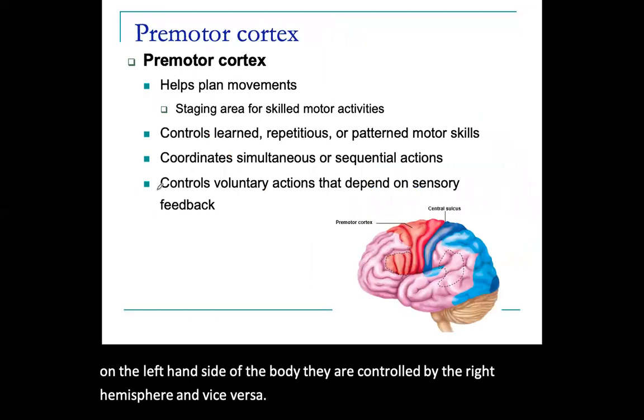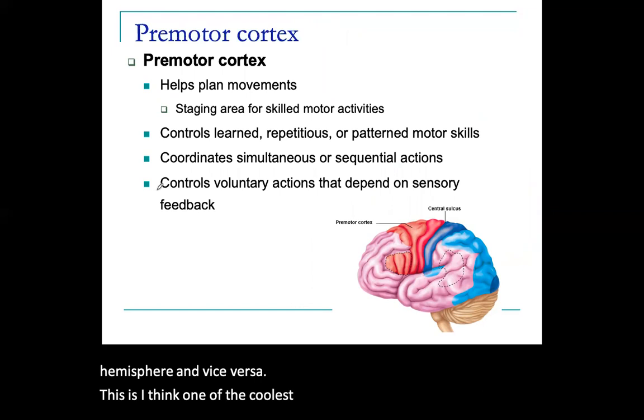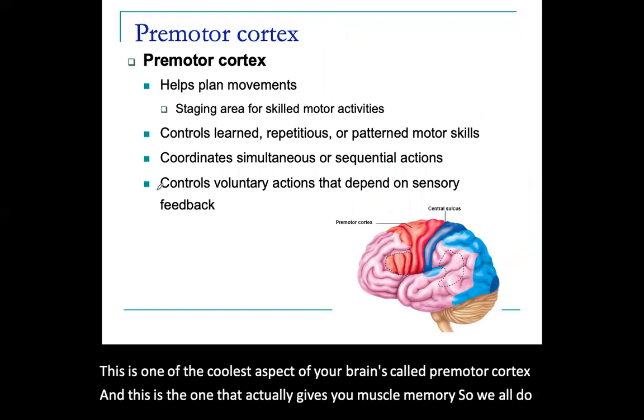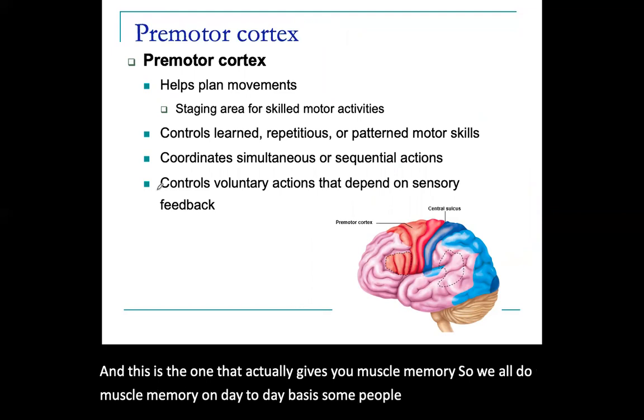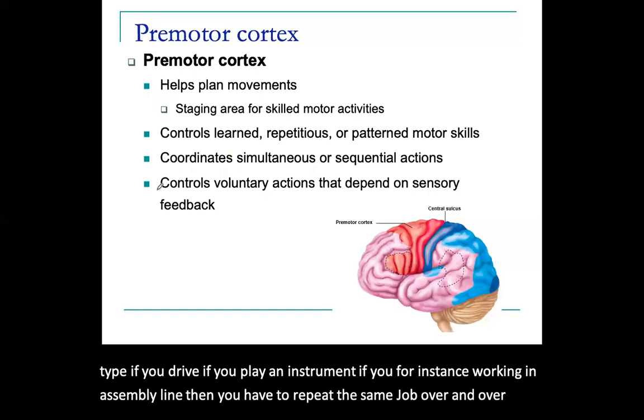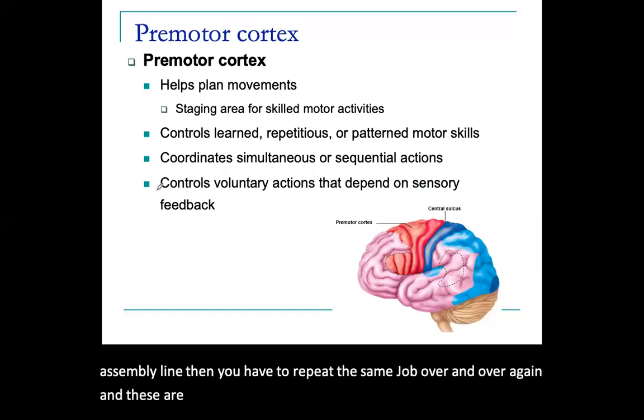This is, I think, one of the coolest aspects of your brain. It's called premotor cortex, and this is the one that actually gives you muscle memory. So we all do muscle memory on a day-to-day basis. Some people may do more. If you type, if you drive, if you play an instrument, if you, for instance, work in an assembly line, then you have to repeat the same job over and over again. These are identified as muscle memory. They help you develop muscle memory.